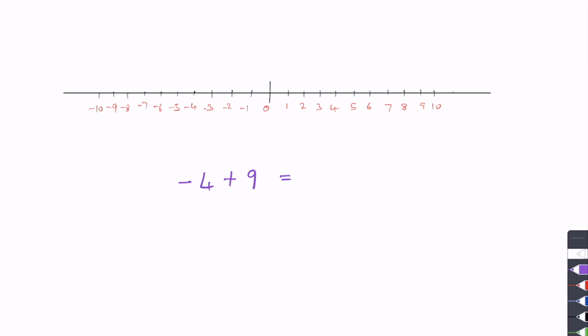If we take minus 4 plus 9, we're starting at minus 4 and we're adding 9. So 1, 2, 3, 4 to get to 0. 5, 6, 7, 8, 9.